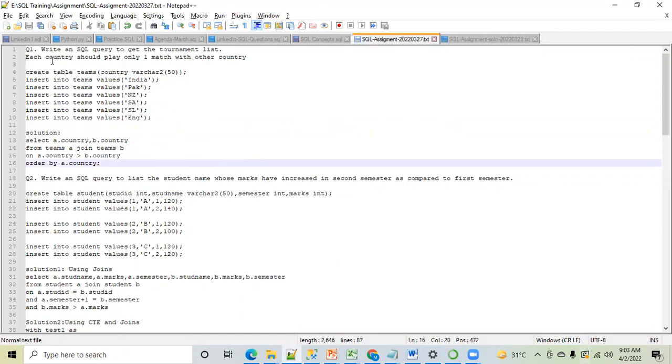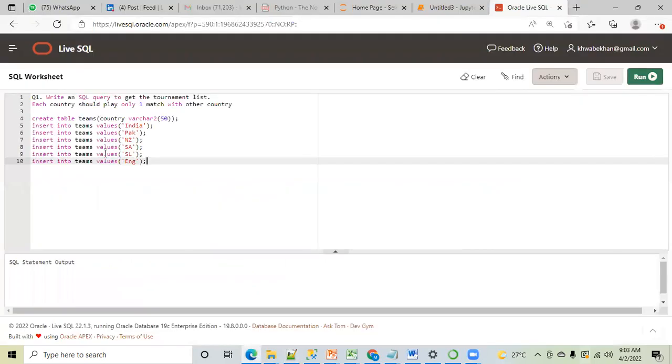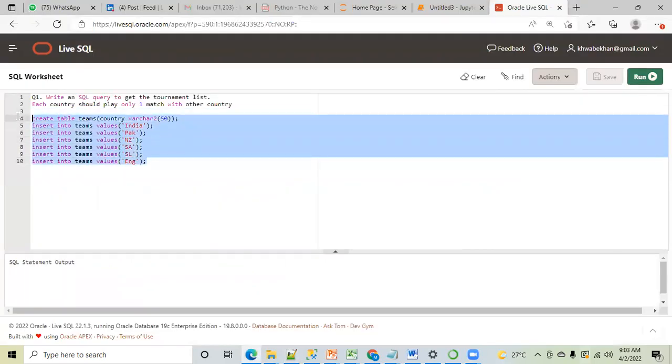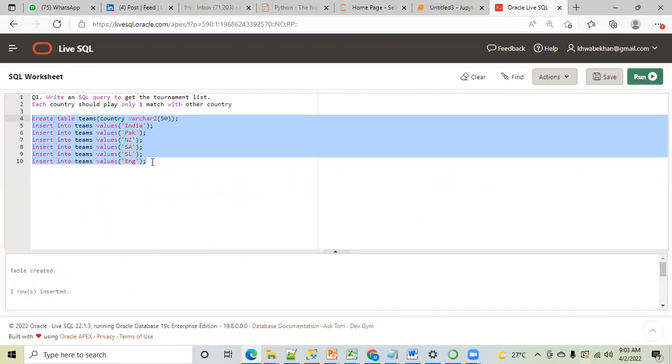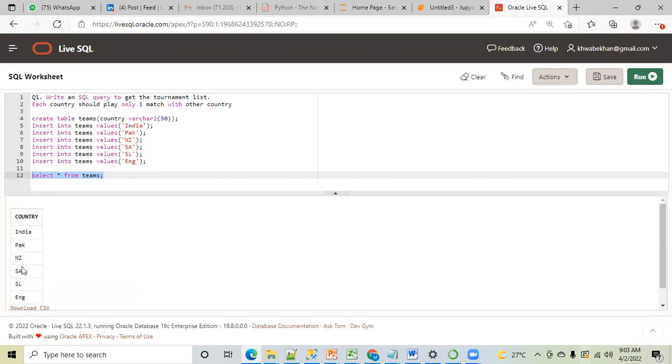The first question is: each country should play only one match with the other country. Let me create this table. Has anyone solved this? Whenever you're writing a SQL query, always do some manual analysis first and then start working on it. Let me copy this into Excel and try to understand what the question is all about.